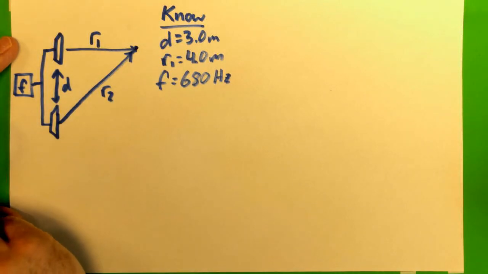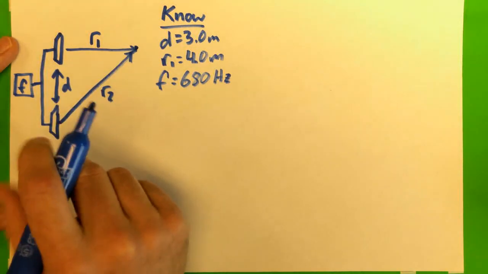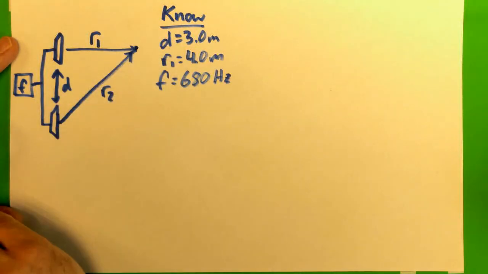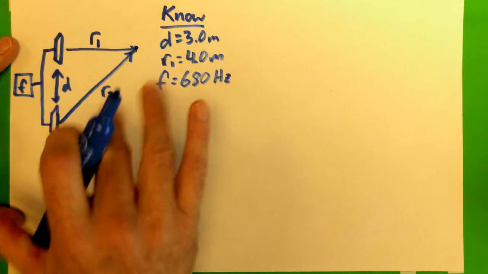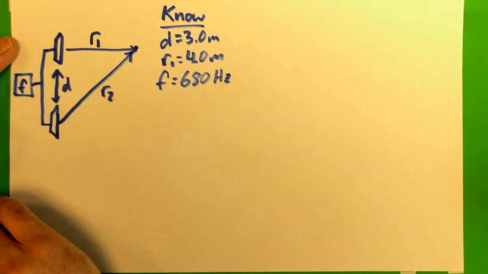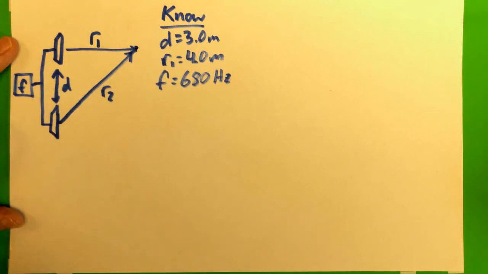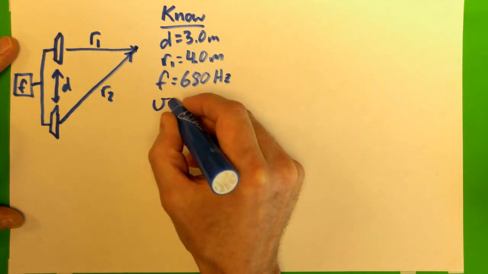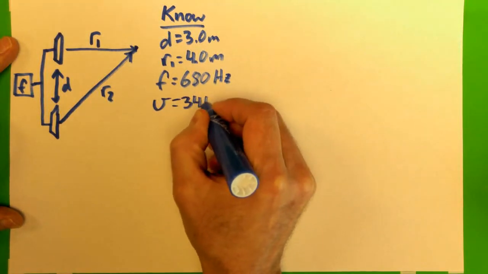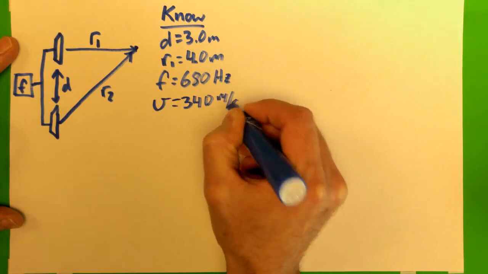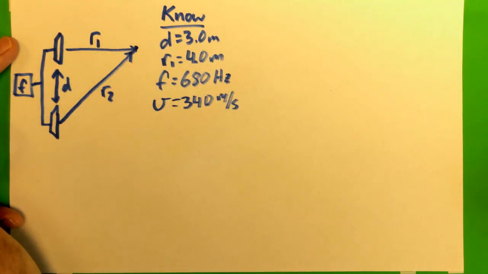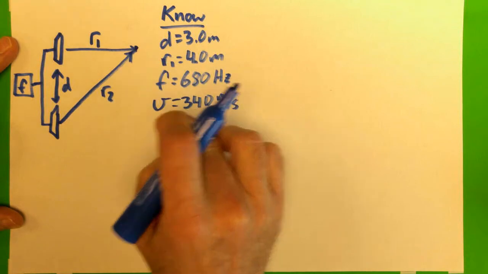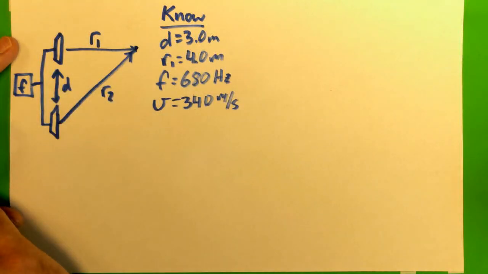And another bit of information I need to know is this is sound waves, and we'll assume that the speed of sound in this room that this is happening in is 340 meters per second. So the speed of the sound is 340 meters per second. So that's the information I'm given. I've got some numbers there.